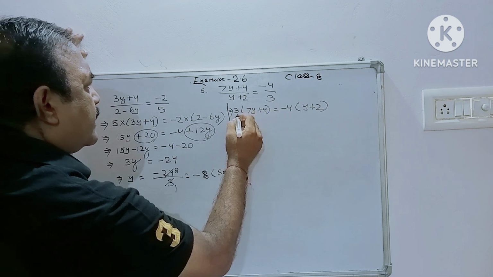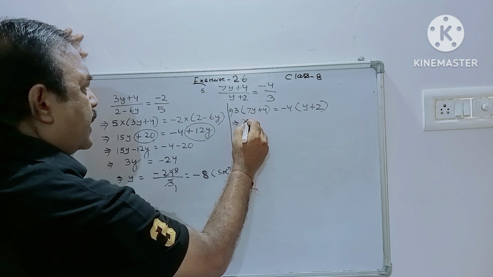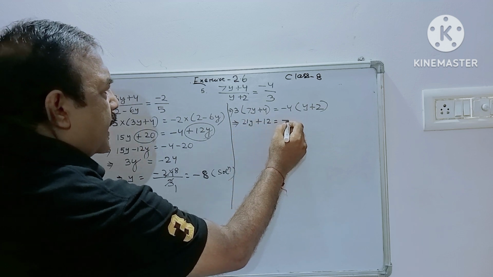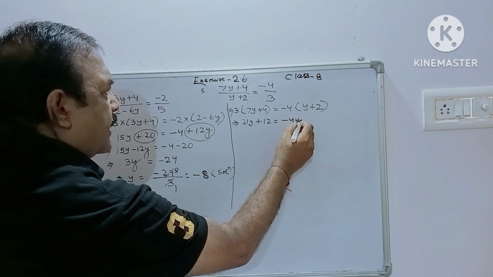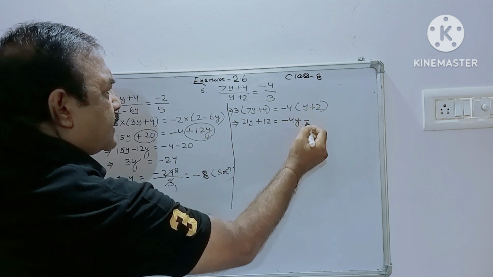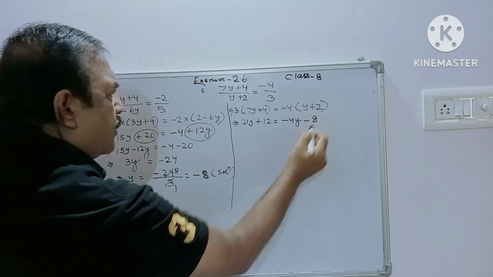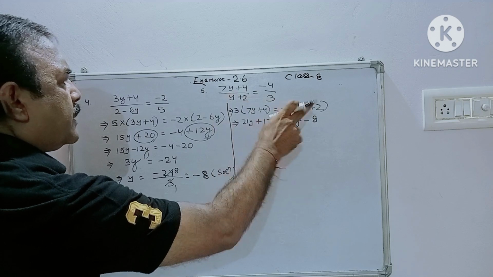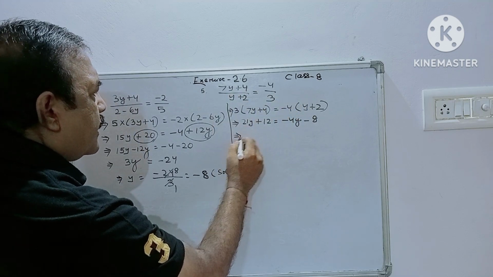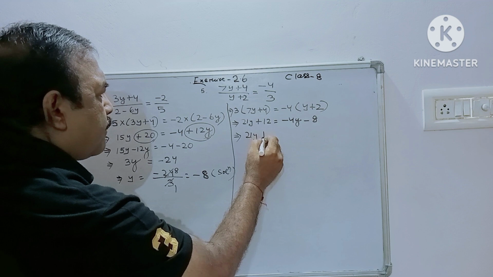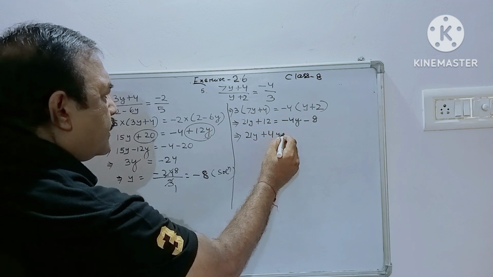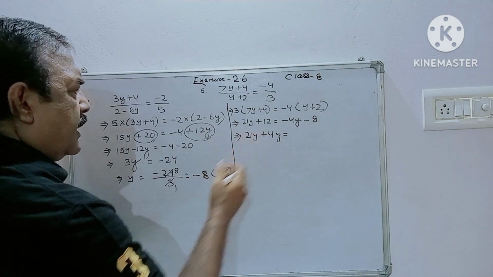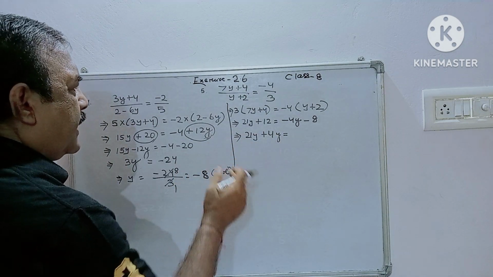Implies, you release the bracket: 3 into 7y is 21y, plus 3 into 4 is 12, equal to minus 4y, minus into plus minus 4 into 2 is 8. So 21y plus 4y, because we have to bring the variables to one side. Then we'll have to isolate to find its definite value.